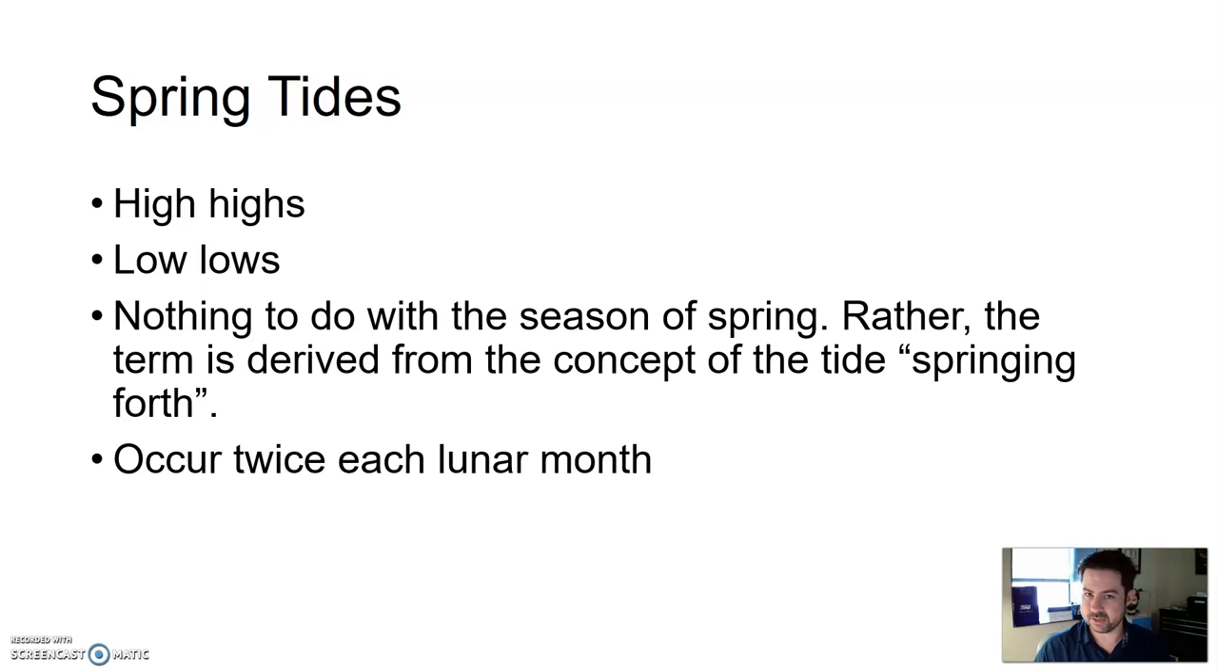But in any case, spring tides. Well, tides, high and low tides occur twice daily. The highest highs and the lowest lows occur twice a month, each lunar month, and it's associated with full moon and the new moon. Full moon and new moon, these are when the moon is lined up with the sun.